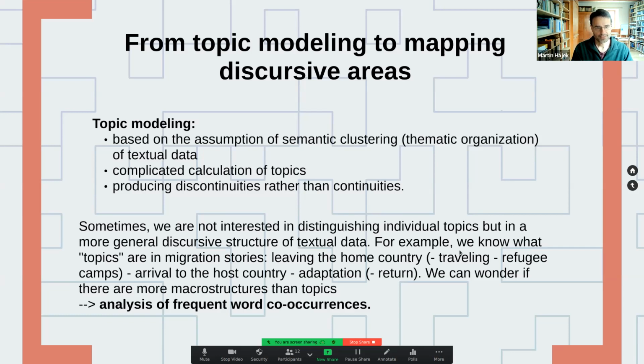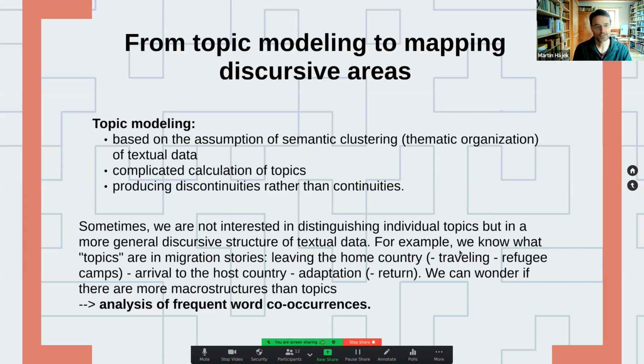You have seen that topic modeling can reveal topics in documents or in a corpus, but we are not always interested in semantic clustering, in finding themes or topics. Sometimes we would like to know the discursive structure in general. So we don't assume that there are topics. We want to know how words are organized in the corpus, independently of any topics.